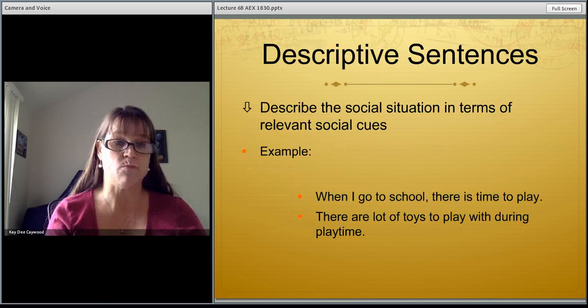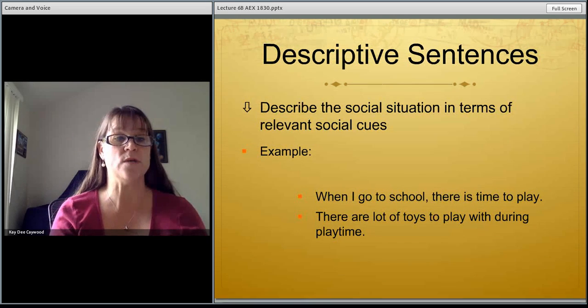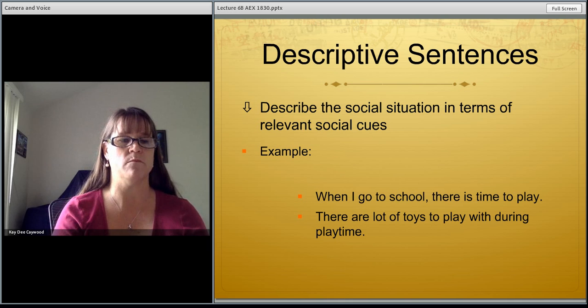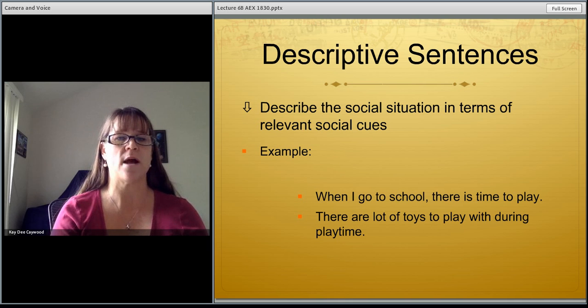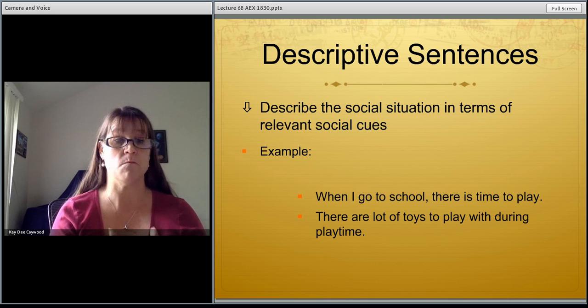Descriptive sentences, you want to be using those the most in your social story. So they describe the social situation in terms of relevant social cues. When I go to school, there is time to play. There are lots of toys to play with during playtime. You can provide even more description than that. You want to keep it in somewhat short, understandable sentences, but you want to be describing as much as possible. You want to make that situation very clear.